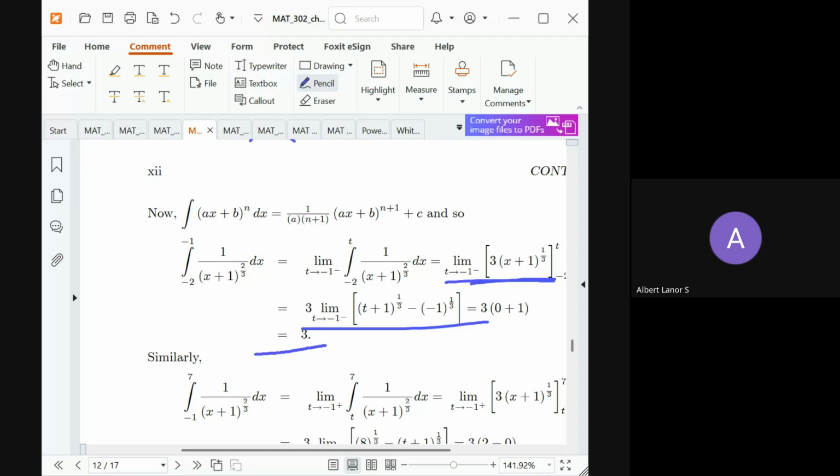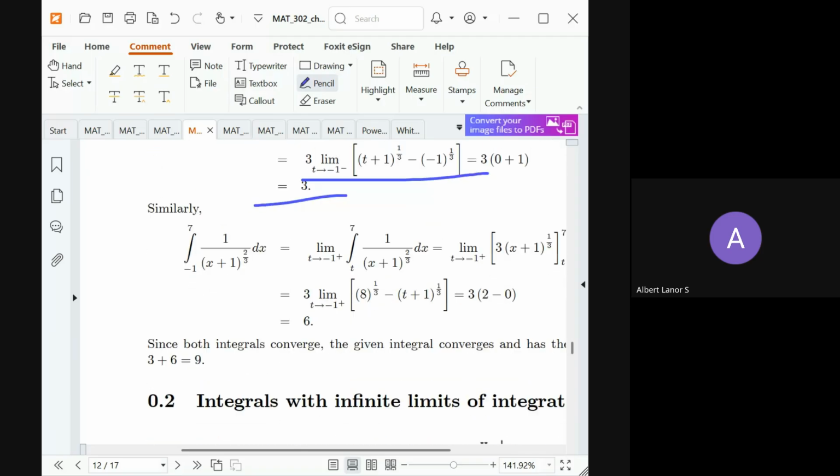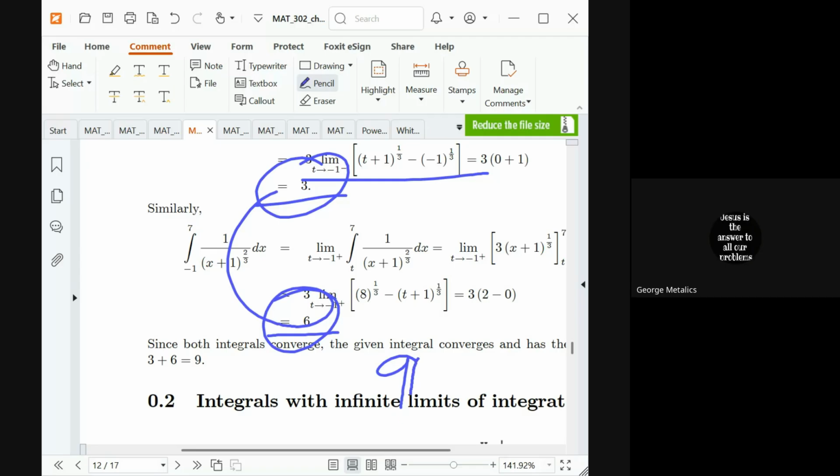Now, the first part is 3. Similarly, you can go through, the second part is 6. Then the integral will be the sum of the two of them, the 3 plus the 6, which is equal to 9.